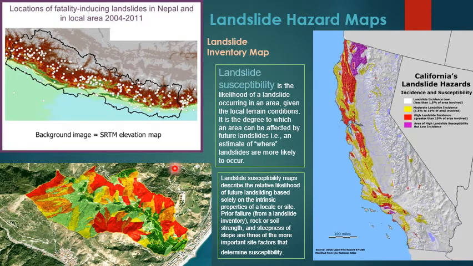Landslide hazard maps. Several kinds of maps are used to depict dangers from landslides. Landslide inventory map, such as this, shows the location of past landslides. And landslide susceptibility map describes the relative likelihood of future landsliding based solely on intrinsic properties of a locality or site prior to failure. From the landslide inventory, rock and soil strength and steepness of the slopes are three of the more important site factors that determine susceptibility.